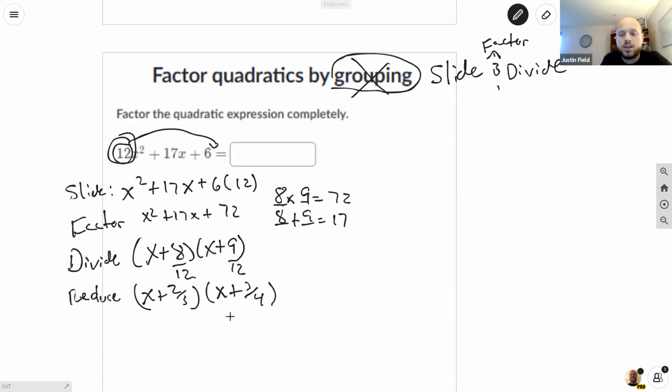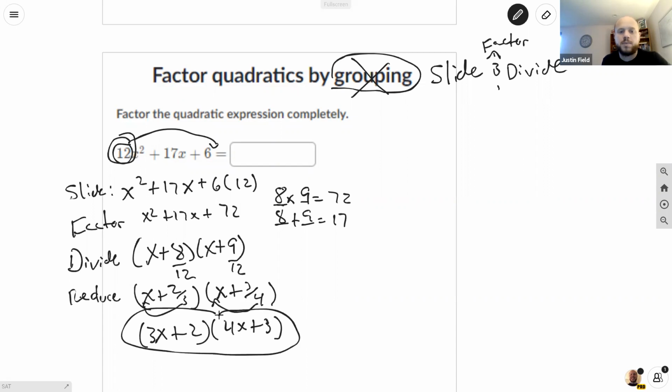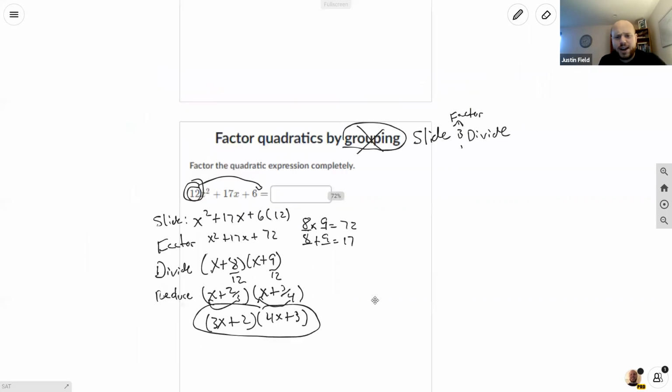Okay, and that's actually an answer that's perfectly acceptable, but I like to bump the denominator in front of the x, so there are no fractions, and that is also correct. So this would be my final answer: 3x plus 2 times 4x plus 3. All right, slide, factor, divide.